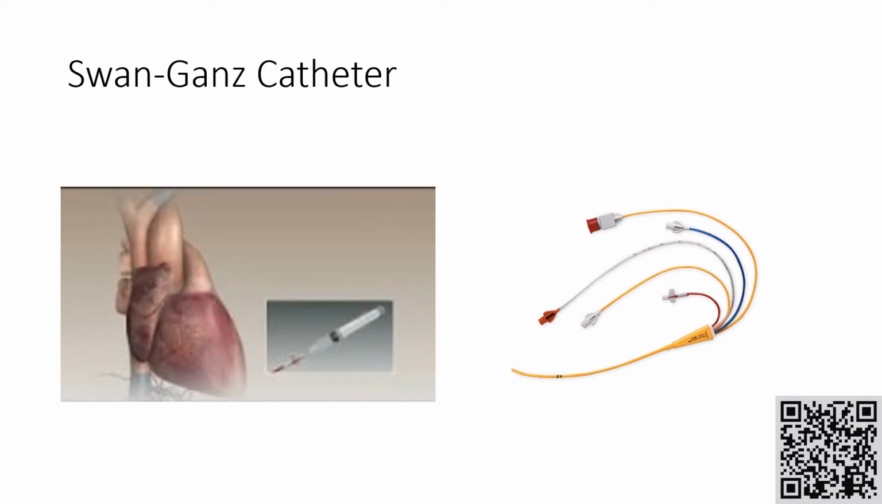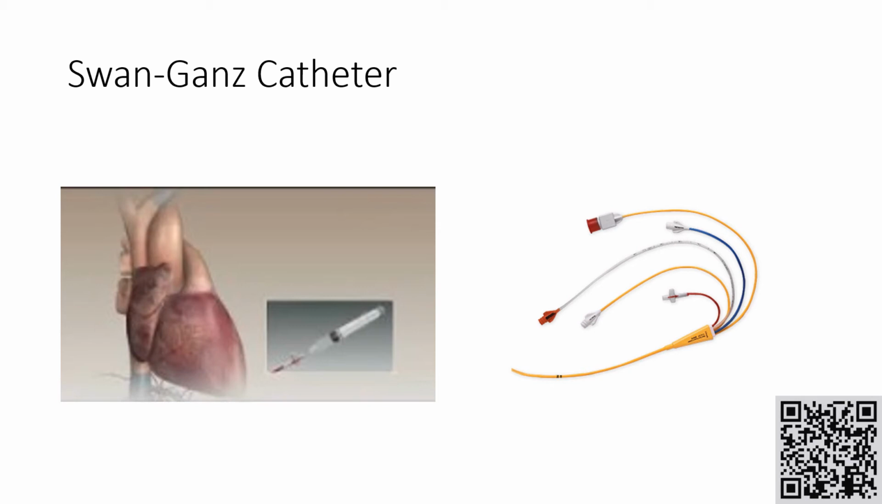Now what I'm going to do is go over what a Swan-Ganz catheter is. This Swan-Ganz catheter is something that we do still use, even though it has kind of fallen out of favor since the 90s when it comes to shock overall. However, specifically in cardiogenic shock, it can be useful. And so what you can see in the image on the left here is that the balloon is inflated. So you have a little balloon at the end, and then you have the tracing on the right.